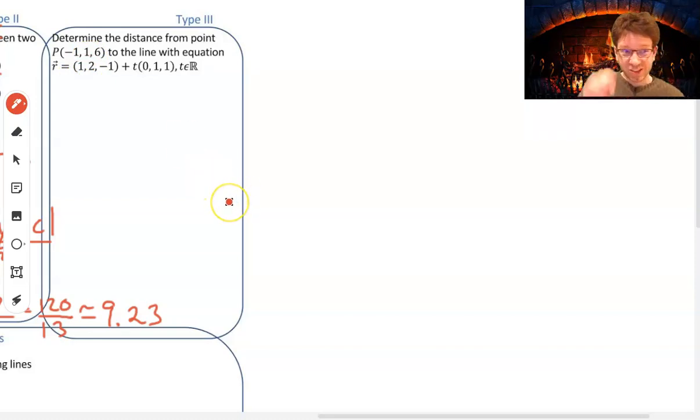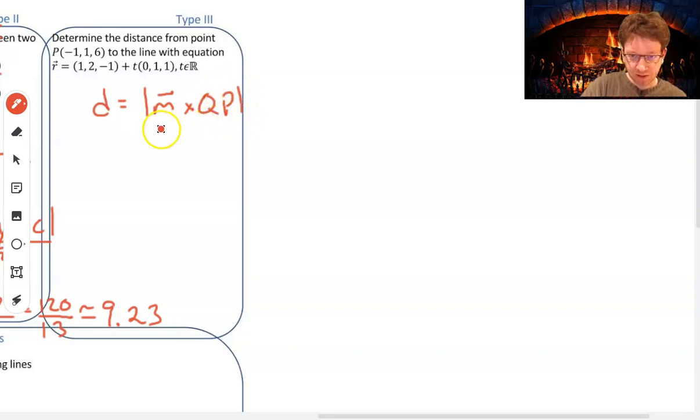All right, so there's 2 ways of doing this. Method 1 is using the formula that I showed you. So our formula is D equals the magnitude of M cross QP divided by the magnitude of M. Okay, so what are these? M is the direction vector for the line, so it's right there. That's M: 0, 1, 1.